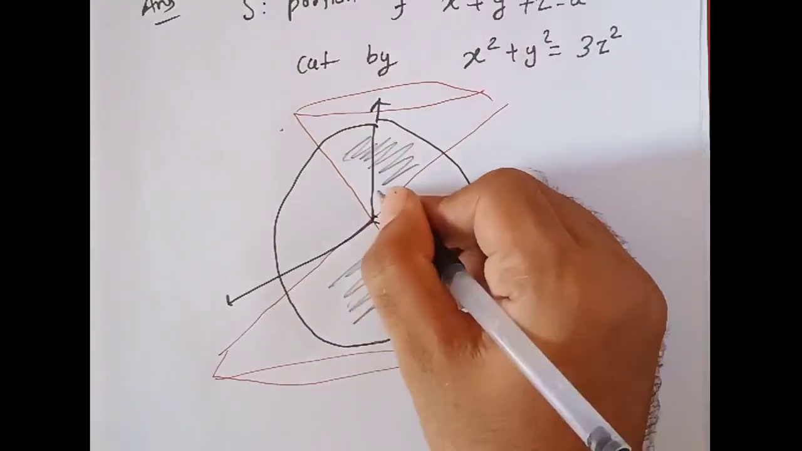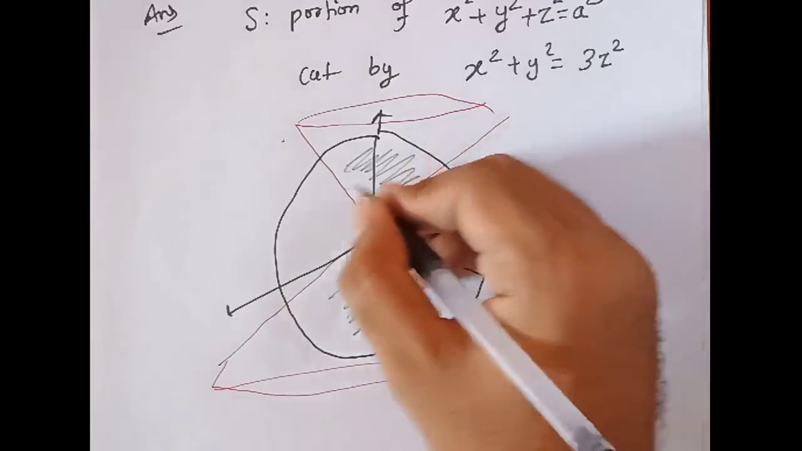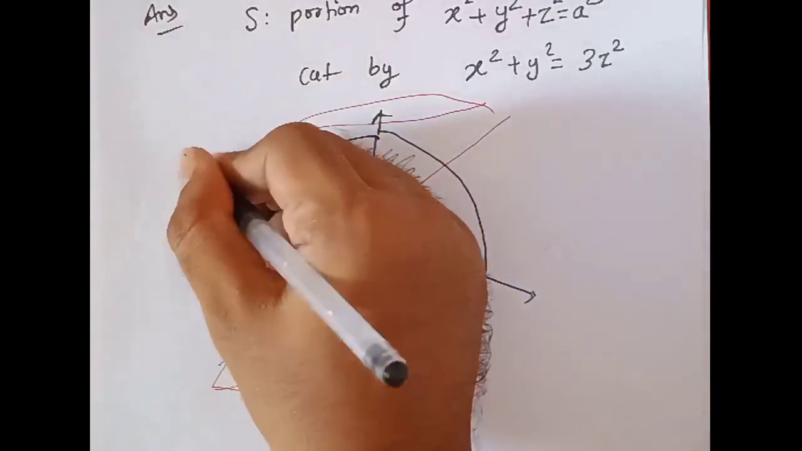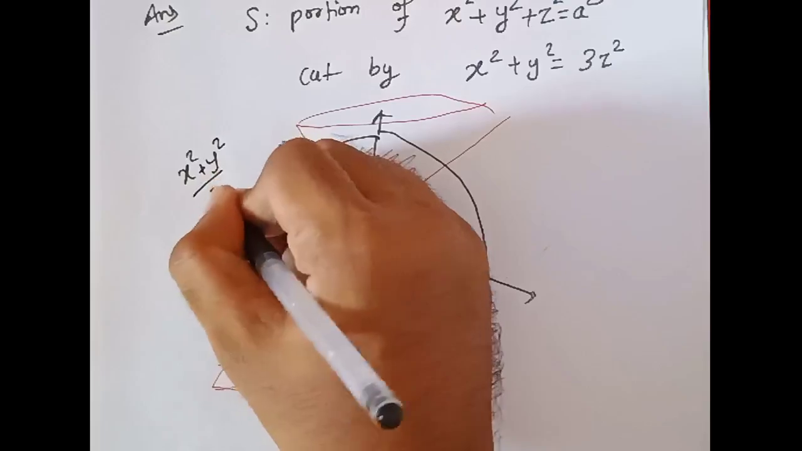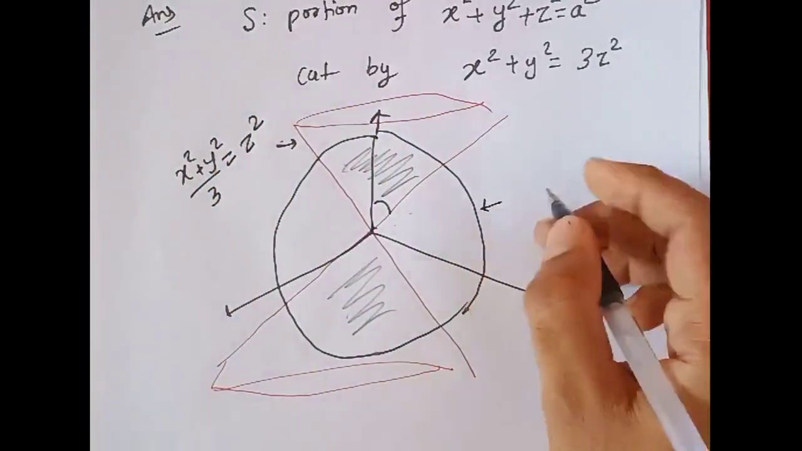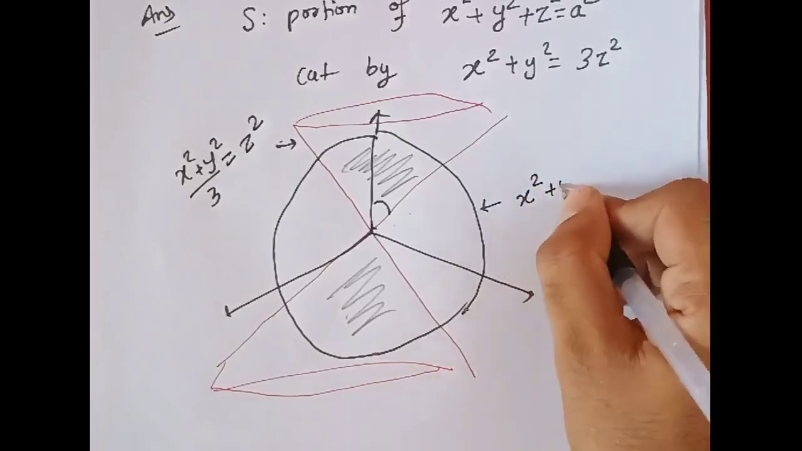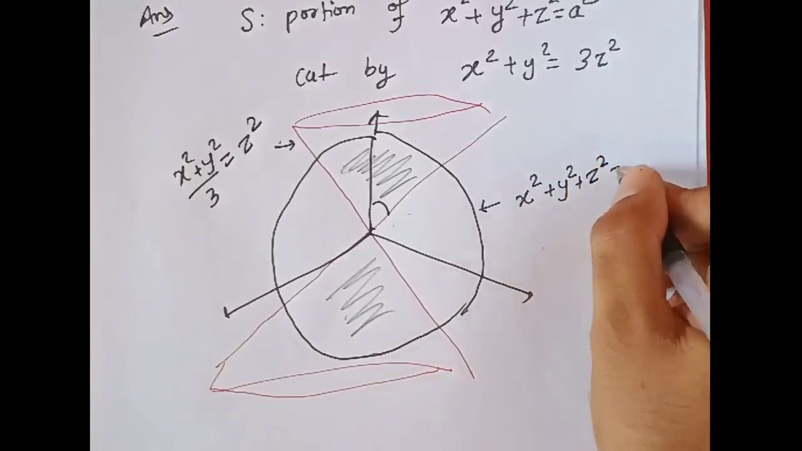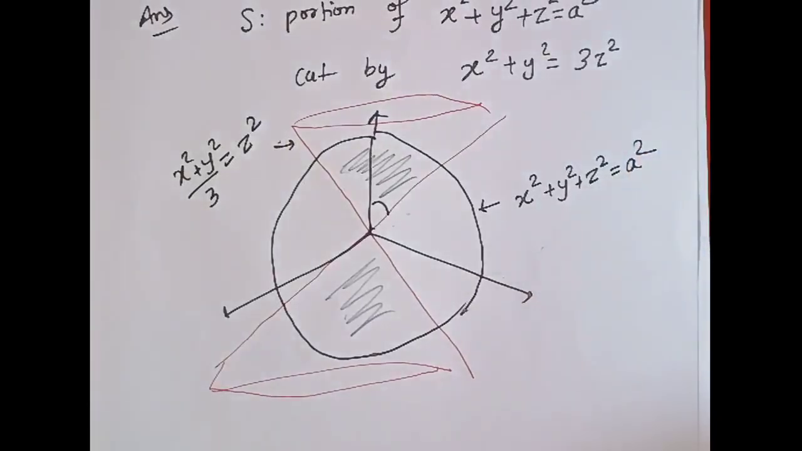Okay, so we need to determine what will be the angle. We know that the cone is x square plus y square by 3 equal to z square. And this is the sphere, x square plus y square plus z square equal to a square. These are the boundaries.